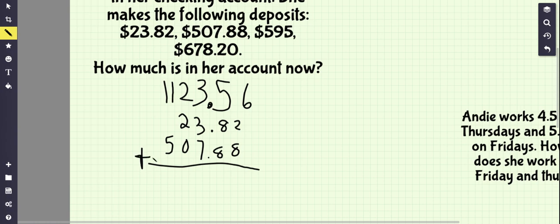So 6 plus 2 is 8, plus 8 is 16. Put 1 on the top, 6 on the bottom. 1 plus 5 is 6, plus 8 is 14, plus 8 is 22. Put 2 here, 2 here. Put the decimal point down. Then 2 plus 3 is 5, plus 5, plus 3 is 8, plus 7 is 15. Put the 1 on top, 5 on the bottom. And then 1 plus 2 is 3, plus 2 is 5. So now we already added these two numbers, so I'm gonna cross them out.